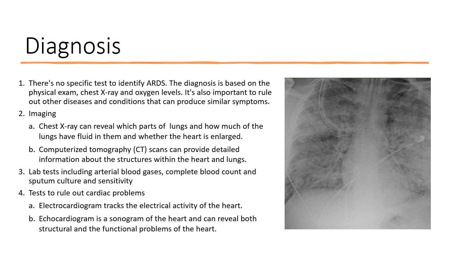Imaging tests that may be requested include: 1. Chest X-ray, which can reveal which parts of the lung and how much of the lungs have fluid in them, and whether the heart is enlarged. Second is computed tomography, or CT scans, which can provide detailed information about the structure within the heart and lungs. Blood tests would include arterial blood gas, complete blood count, and sputum culture and sensitivity.